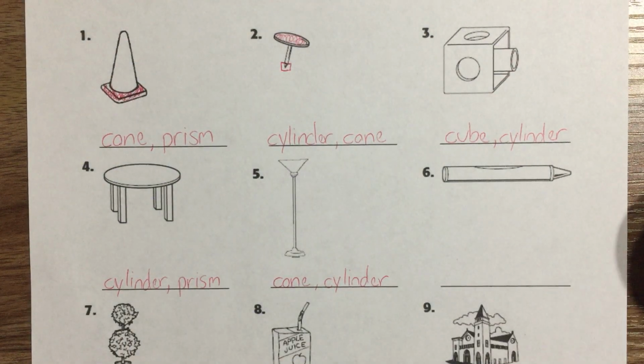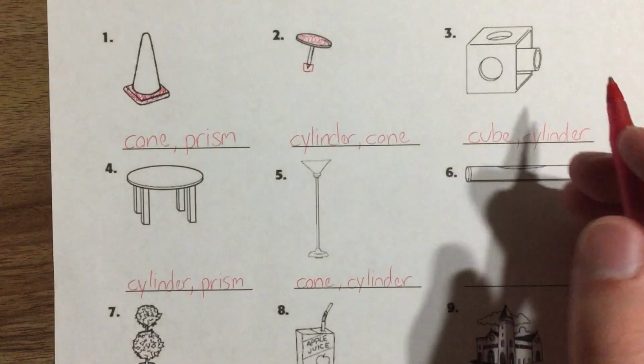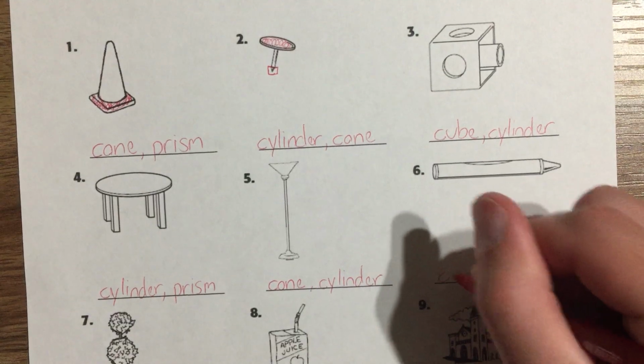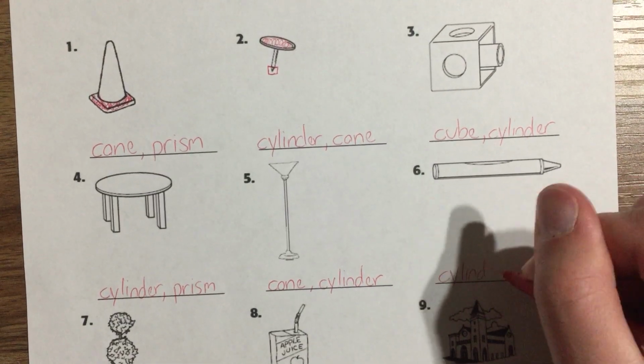We have a cylinder and we have a cone. In that crayon, we got our cylinder right here, and then we have our cone right here. We have a lot of cylinders on this page.